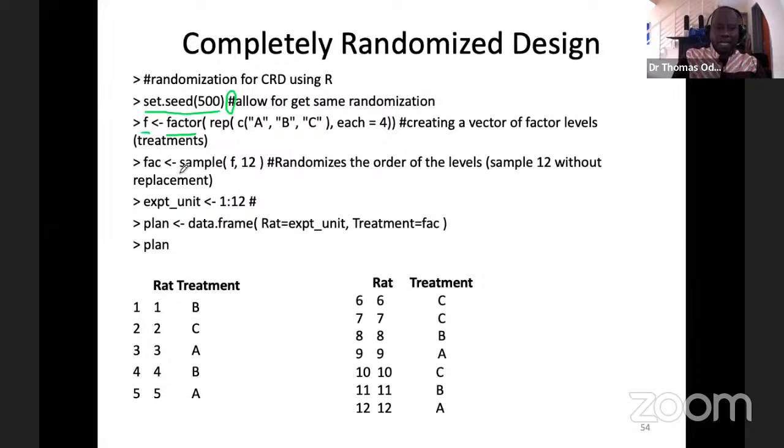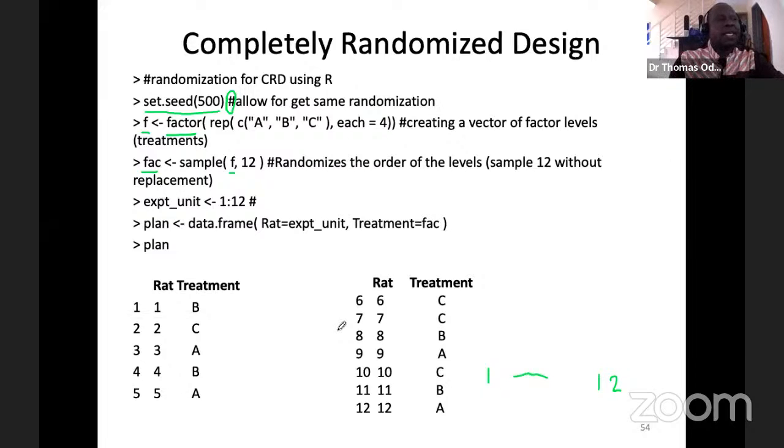The next thing is we're actually going to do our randomization process. The randomization process is simply this: we have our experimental units, 1 up to 12, and we want to assign treatments to them. So the first thing we're going to do is take from F, which has 12 different observations.